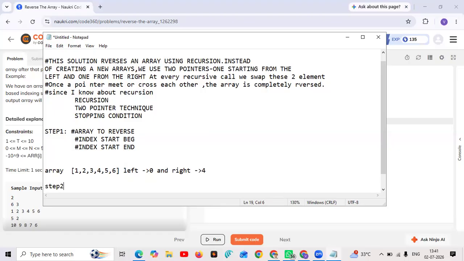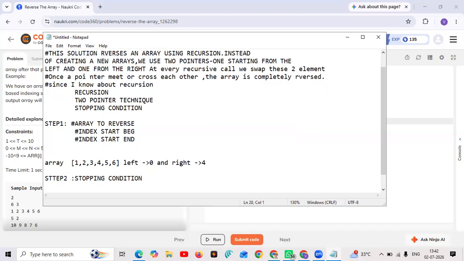Now step 2 comes up in the picture. At step 2, we want one stopping condition. Let us understand what a stopping condition is. We want one stopping condition. Now you can ask why. You should ask the question: why should you want a stopping condition?